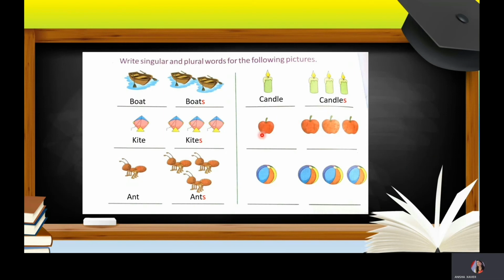Now let's move on to the next picture. We all have this during our fruit break. Do you remember those? Okay, now this is an apple. And when we have more than one apple, we call it apples. Very good. The next example is ball. And we have more than one ball over here. So what will we say? Balls. Very good, girls. I'm very proud of you.